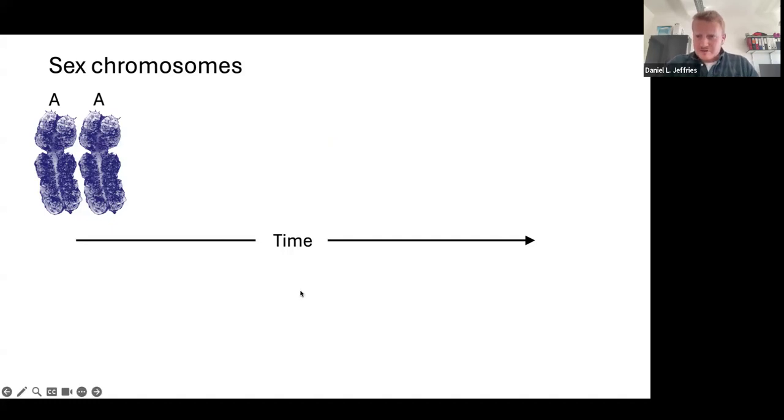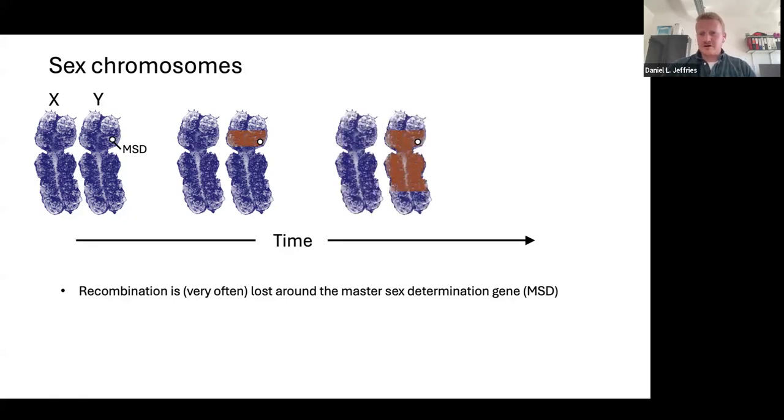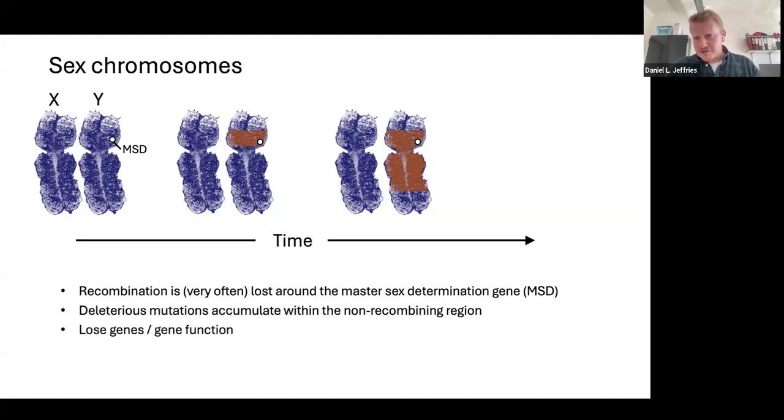Hopefully everyone here is pretty familiar with the life cycle of a sex chromosome, so I'll go through this pretty quickly. In general, they arise from autosomes, although not always. What we tend to see in sex chromosomes is that they have a tendency to lose recombination around the sex-determining gene. This recombination loss can often be progressive, and over time, the extent of the non-recombining region on a sex chromosome can increase. Once you lose recombination, deleterious mutations accumulate within the non-recombining region, which leads to loss of gene function, loss of genes altogether, and eventually you lose large portions of sequence from your sex-limited chromosome, the Y chromosome in this case.